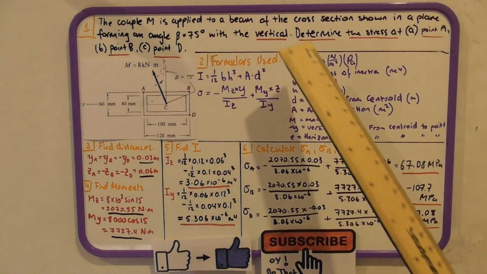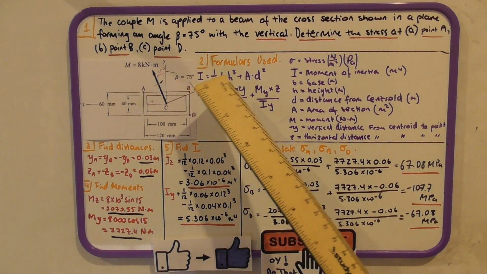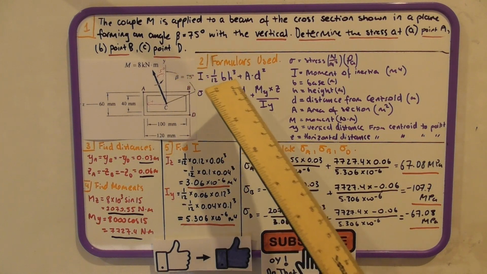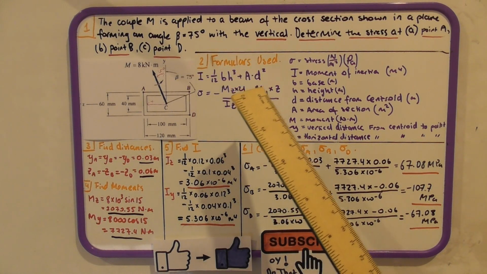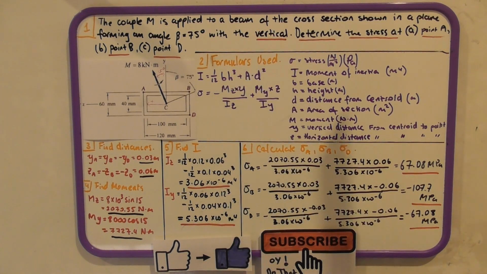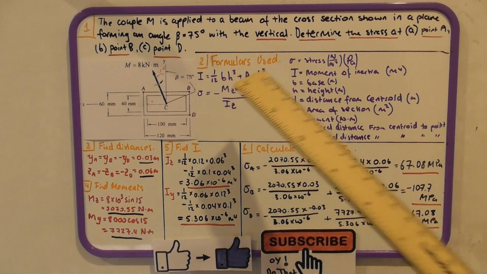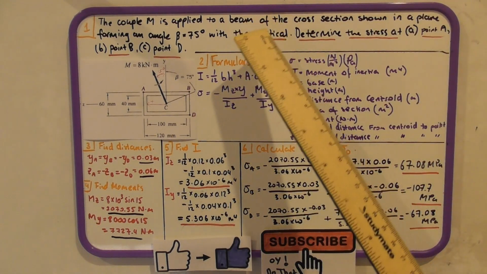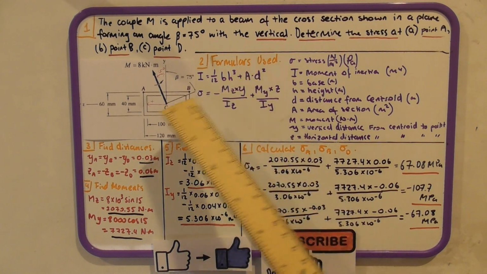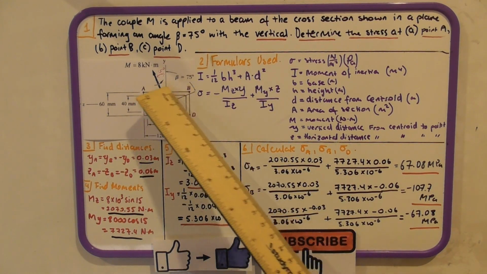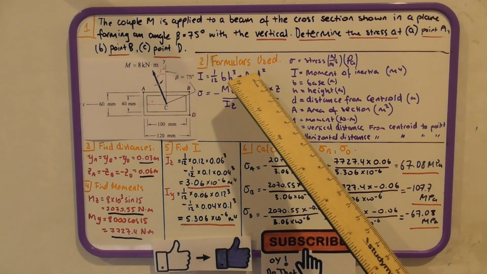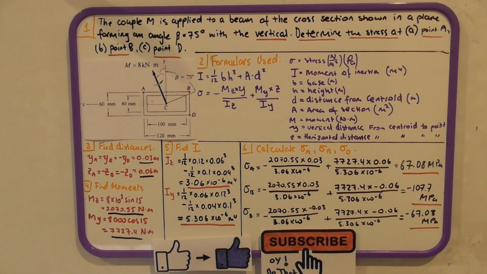And then the formulas we're going to use are the moment of inertia formula, which is going to be 1/12 base times height cubed plus area times distance from the centroid squared. However, since we're using the vertical here and it is a perfectly rectangular shape, we will not be utilizing an Ad² component of this formula.